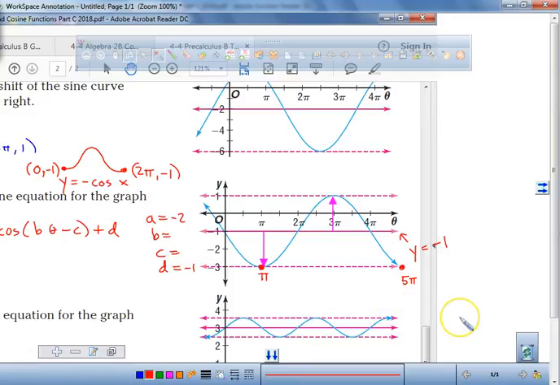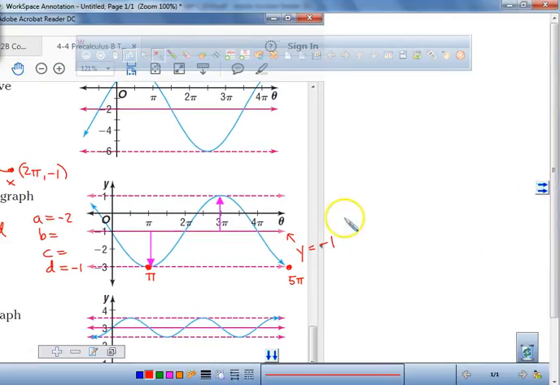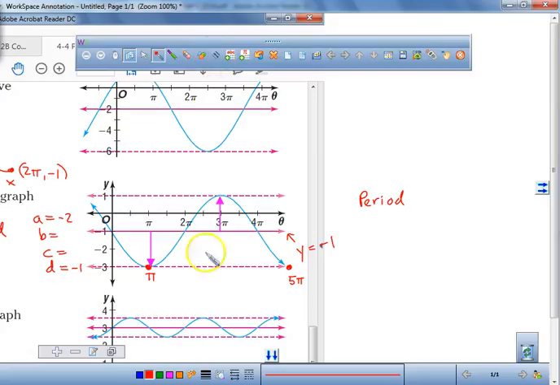All right, the next thing I'm going to find is the period. So I'm going to go over here and write the word period. The period is basically the distance between where it starts and where it finishes. So I'm just going to do a double arrow here. What is the distance between where it starts and where it finishes? 4 pi, right. So put period equals 4 pi. I need to know that. My period is 4 pi.